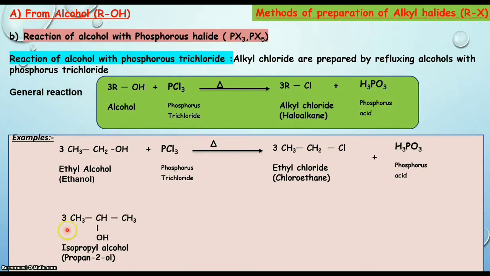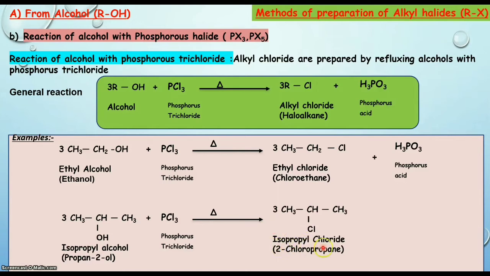The next example is three molecules of isopropyl alcohol or propan-2-ol reacting with phosphorus trichloride. Again the same pattern, OH of this isopropyl alcohol is replaced by Cl. Therefore the product is isopropyl chloride or 2-chloropropane. The byproduct is the same here, that is phosphorus acid.